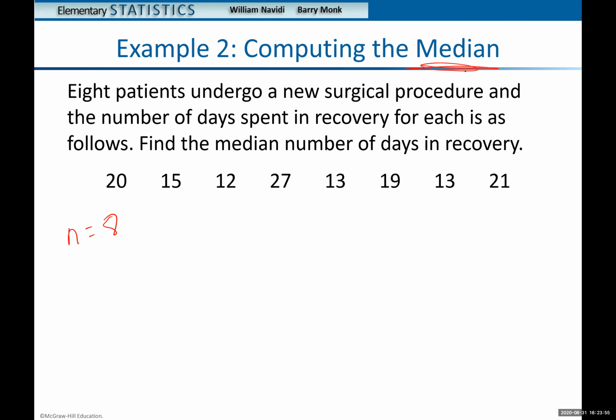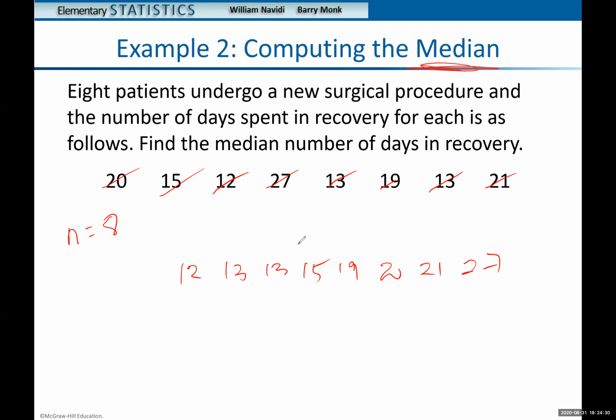Computing for the median, arrange first in increasing order. Lowest number is 12, next 13, next 13, next 15, then 19, then 20, then 21, and then 27. 1, 2, 3, 4, 5, 6, 7, 8. And where's the middle here?